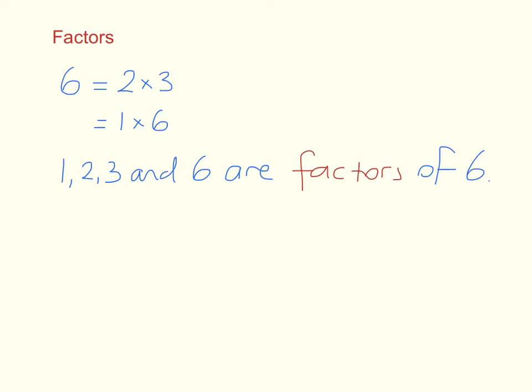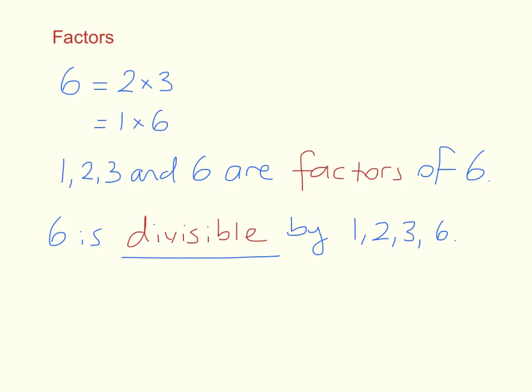In other words, we can say that 6 is divisible by these numbers. Which numbers? All these factors, meaning 1, 2, 3, and 6. Well, this means there is no other number that you can divide 6 by. Or if you try, you will get a remainder. So it will not be divisible. So that's what we call factors. These are the factors of 6.